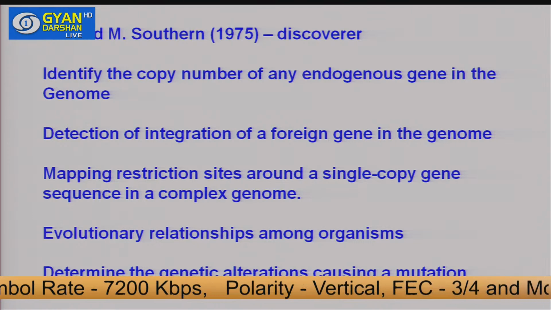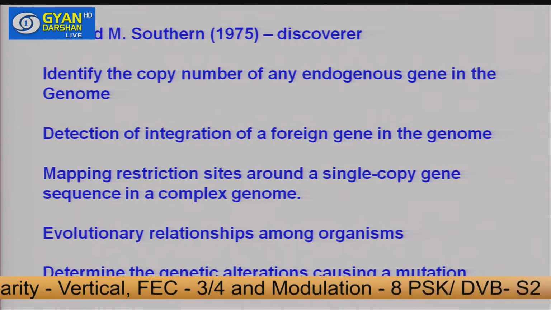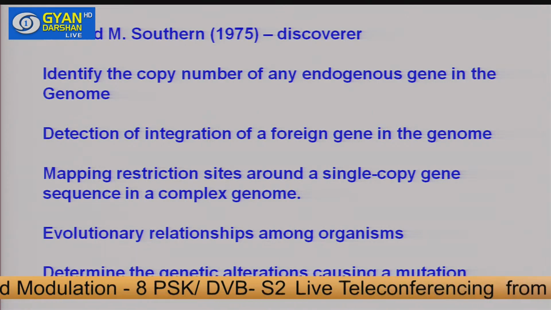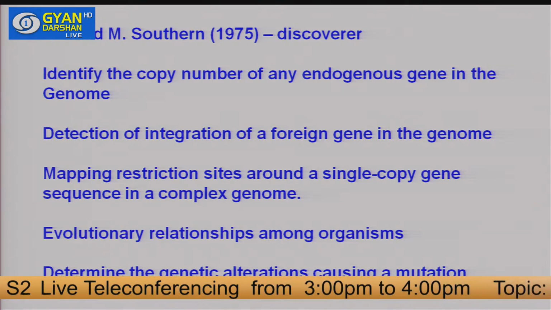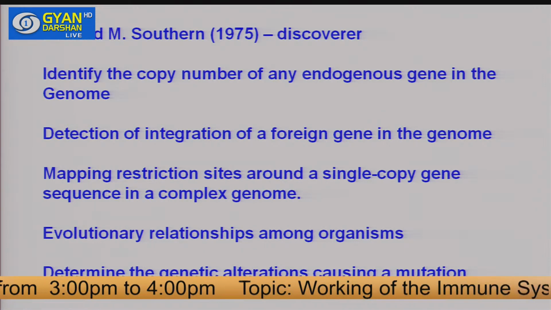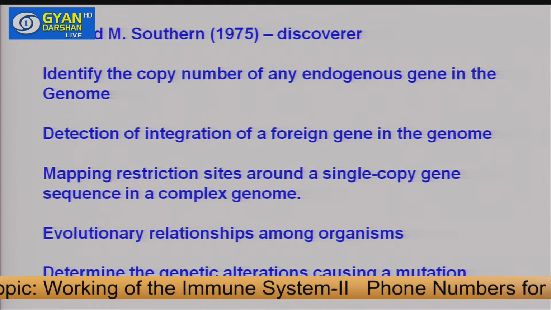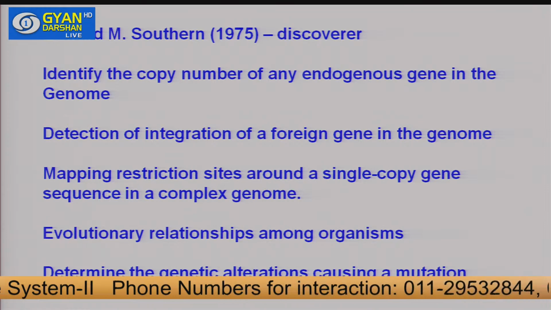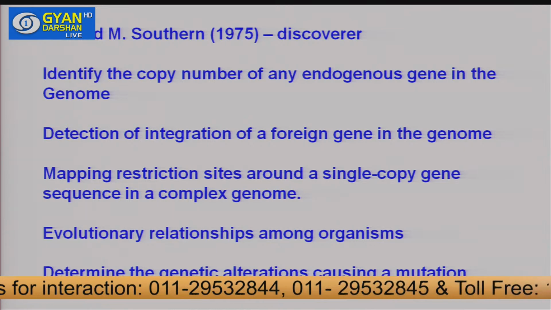Before that, let's see what the utilities of this southern blotting are. Number one, it helps us to identify the copy number of any endogenous gene in the genome. Number two, detection of integration of a foreign gene in the genome, mapping restriction sites around a single copy gene sequence in a complex genome, evolutionary relationship among organisms, and determining the genetic alterations causing a mutation. So these are some of the applications of the southern blotting technique.